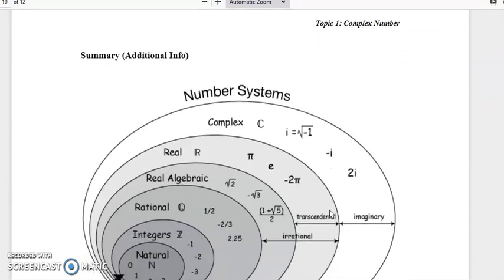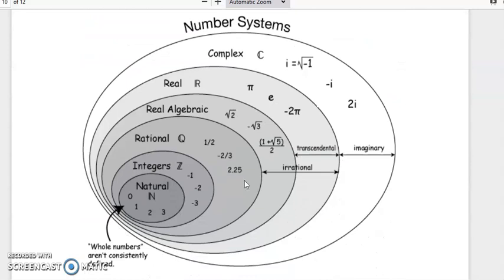So we are done for topic 1. Please make sure, so this is just some summary. I already explained a little bit in brief. First, natural numbers, integers, rational numbers, which form the real numbers. I'm just going to proceed to real numbers. We have irrational numbers. So everything here is under the complex numbers.